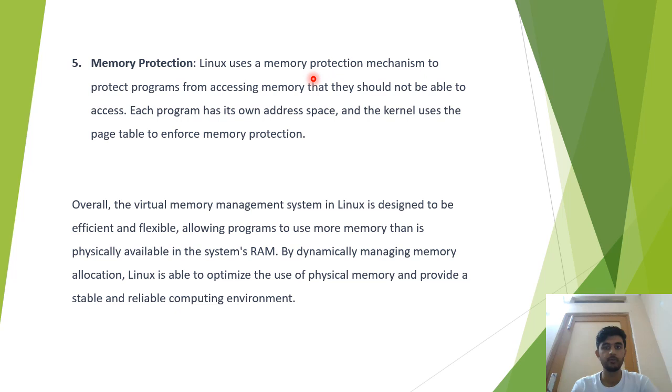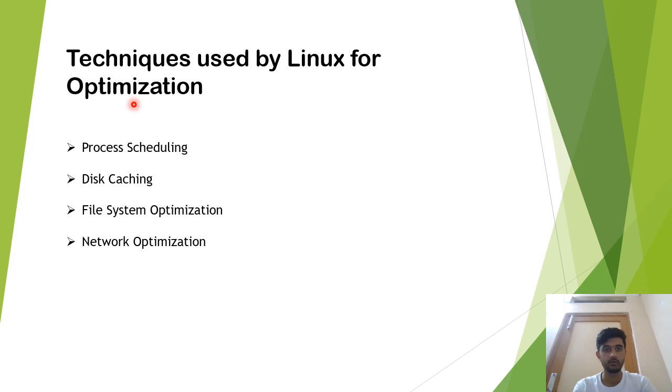Linux also uses a memory protection mechanism to protect programs from accessing memory that they should not be able to access. Each program has its own address space, and the kernel uses the page table to enforce memory protection. Overall, the virtual memory management system in Linux is designed to be efficient and flexible, allowing programs to use more memory than is physically available in the system's RAM. By dynamically managing memory allocation, Linux is able to optimize the use of physical memory and provide a stable and reliable computing environment. Now let's talk about some of the techniques used by Linux for optimization.